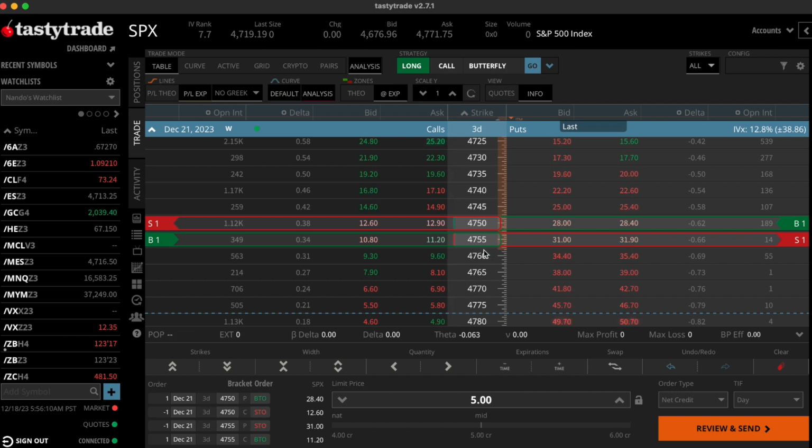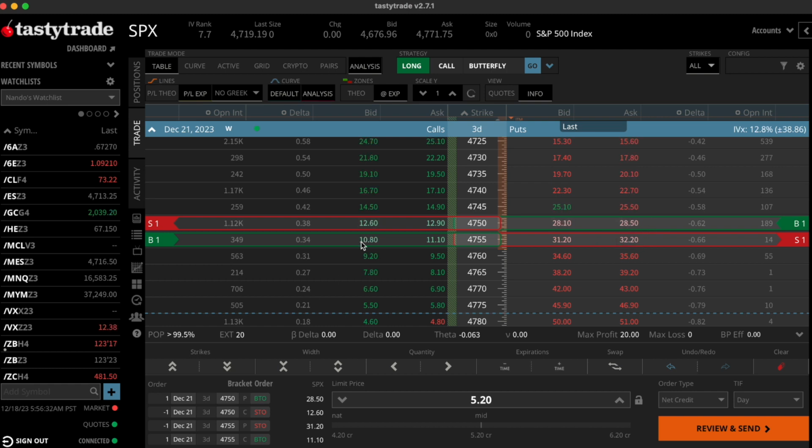And on the other end of the spectrum, it works the same way. If prices close anywhere above 47.55, what happens there? Well, this goes out for its max loss of $500. And by this, I mean the call vertical. And the put vertical expires worthless.